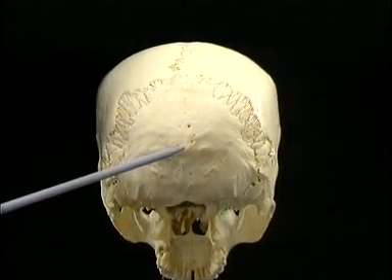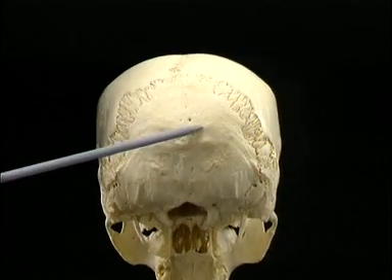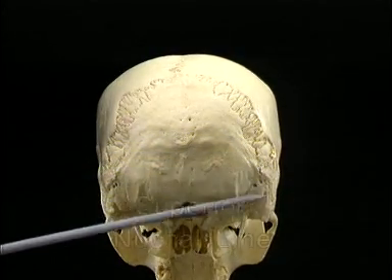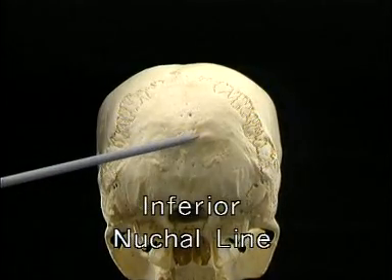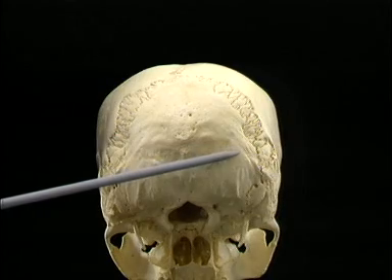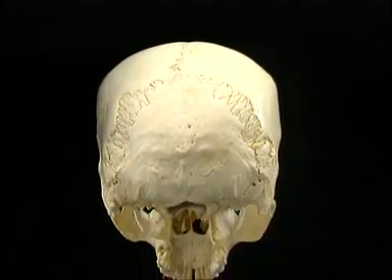This lump in the middle is the external occipital protuberance. This faint ridge, leading out toward the mastoid process, is the superior nuchal line. Below it is the inferior nuchal line. We'll meet the structures that are attached here later in this section.